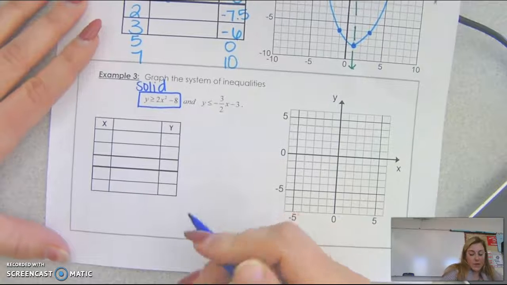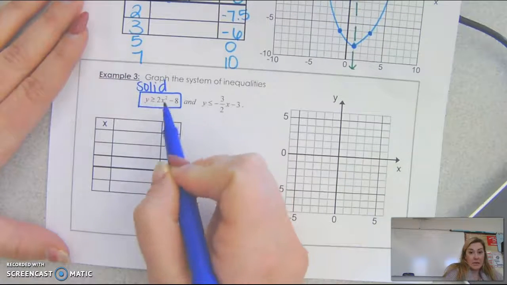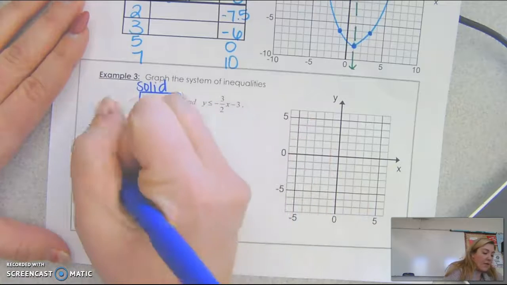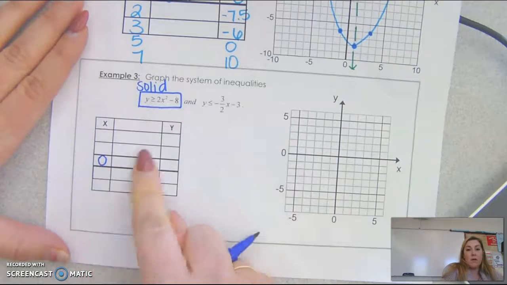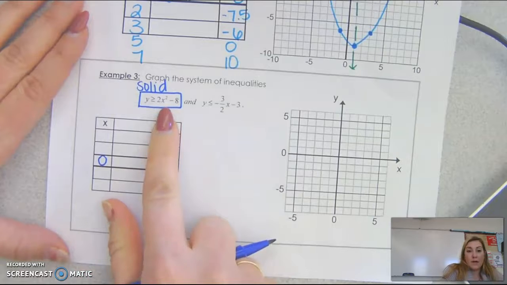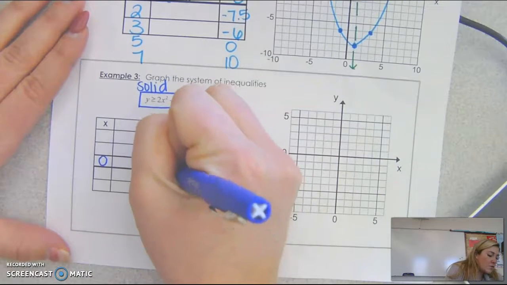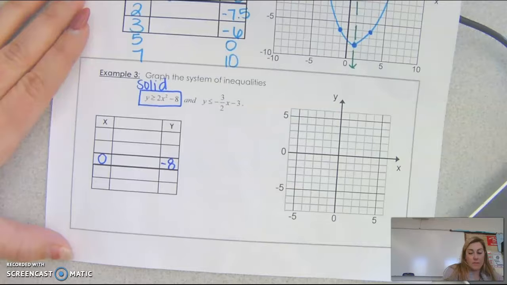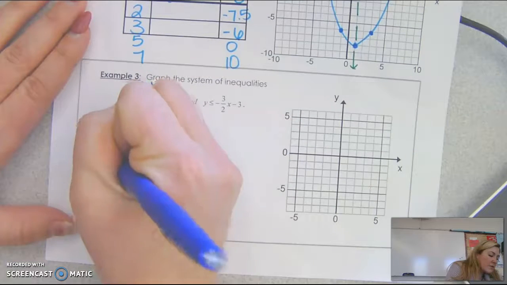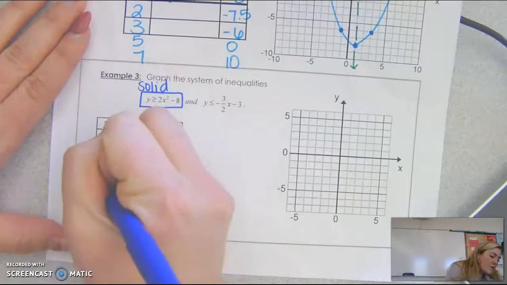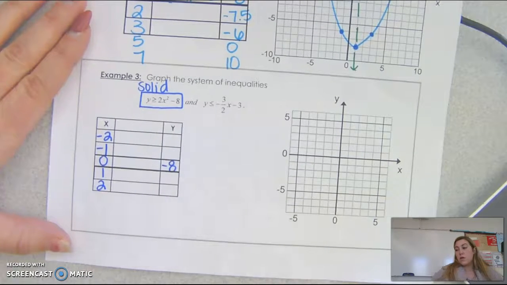Since there is no b, that means that our x value is going to be 0. And when we plug in 0 for x, we're going to get -8. So our vertex is going to be (0, -8). Now we're going to use 2 points below 0 and 2 points above 0.